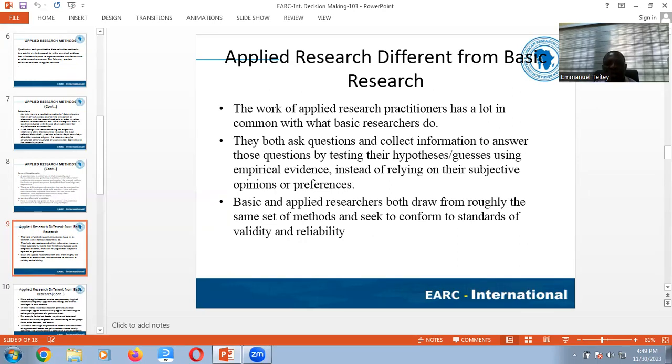They both ask questions and collect information to answer those questions by testing hypotheses through guesses, using empirical evidence instead of relying on their subjective opinion or preferences. Basic and applied researchers both draw from roughly the same set of methods and seek to conform to the standards of validity and reliability.